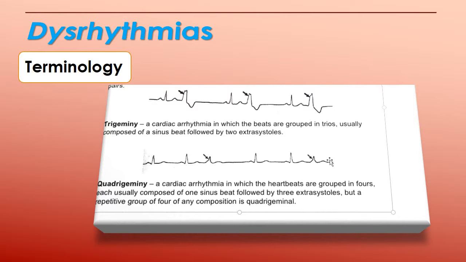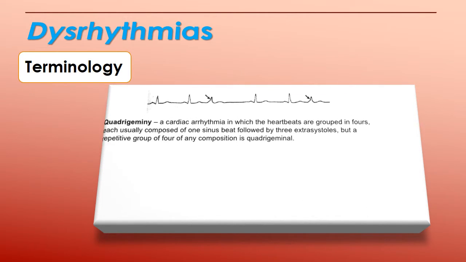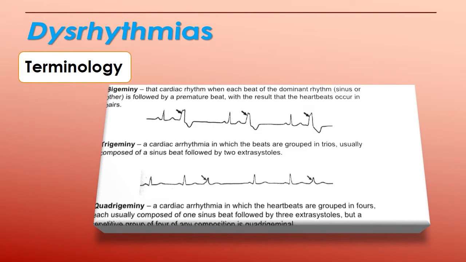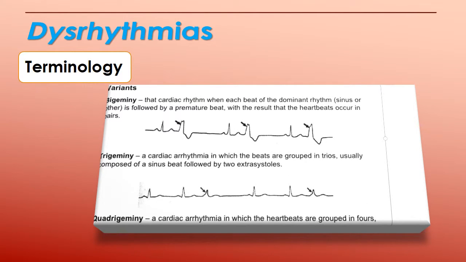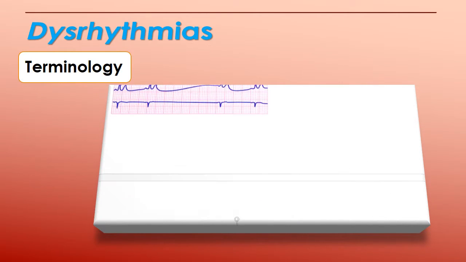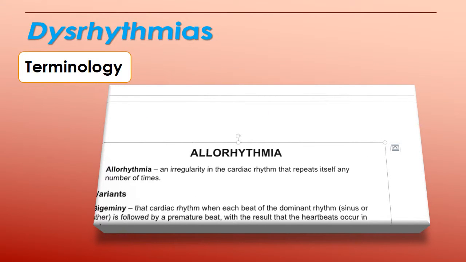These premature complexes, termed trigeminy, bigeminy, and quadrigeminy, can come from either atrial, junctional, or ventricular premature complexes. We'll talk about those, but I wanted to go over the terminology here to make sure we're good, and I think we are. So let's move on.